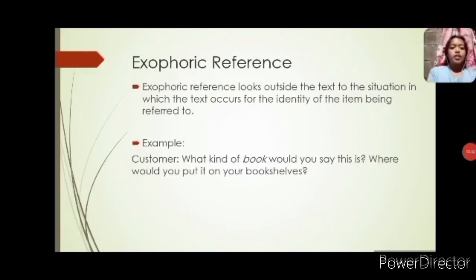Exophoric reference. Exophoric reference looks outside the text to the situation in which the text occurs for the identity of the item being referred to. For example, customer: What kind of book would you say this is? Where would you put it on your bookshelves? In this example, the speakers know what book they are referring to.